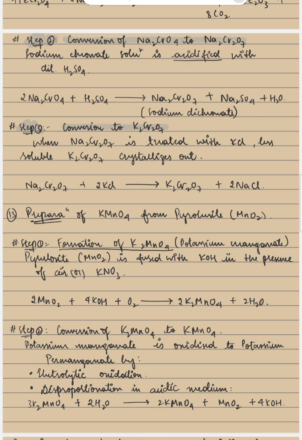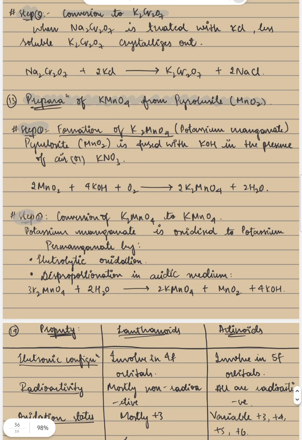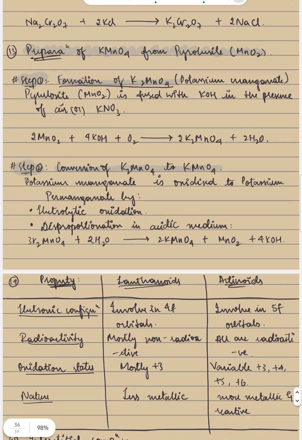Next is preparation of KMnO4 from pyrolusite, which is MnO2. There are 2 steps: formation of K2MnO4, and conversion of K2MnO4 to KMnO4, because that's what we are preparing. Pyrolusite is fused with KOH in the presence of air, or KNO3, to get K2MnO4. Now potassium manganate is oxidized to potassium permanganate by electrolytic oxidation and disproportionation in acidic medium.